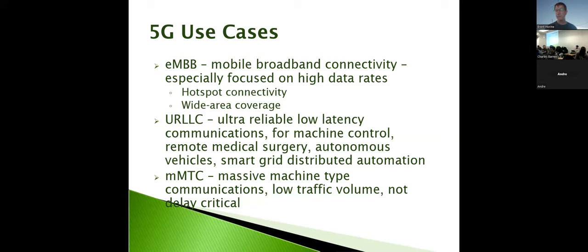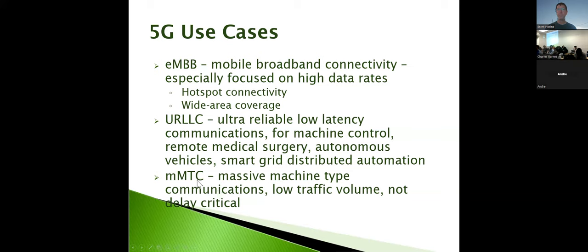And low traffic volume, maybe you're sending 100 bytes or so once a day or a couple of times a day. So these are very, very different use cases that we're trying to solve with 5G with the same basic communication system. So we need a system that can be quite flexible, both at the base station and in being able to design different modems focused on different use cases and still do it efficiently.